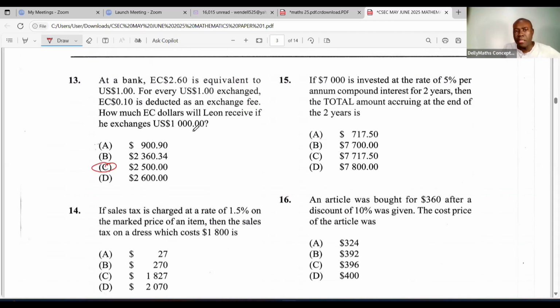Yeah. So this one is a repeat because what is going to happen is after you change this, they're going to get EC $100 as deductible. But when you change it based on the exchange rate, you multiply this number here by 1,000, you're going to get 2,600. But they're going to take back the $100, which is their deductible. So you're going to just take home 2,500. All right. So that's what Leon would have brought home.